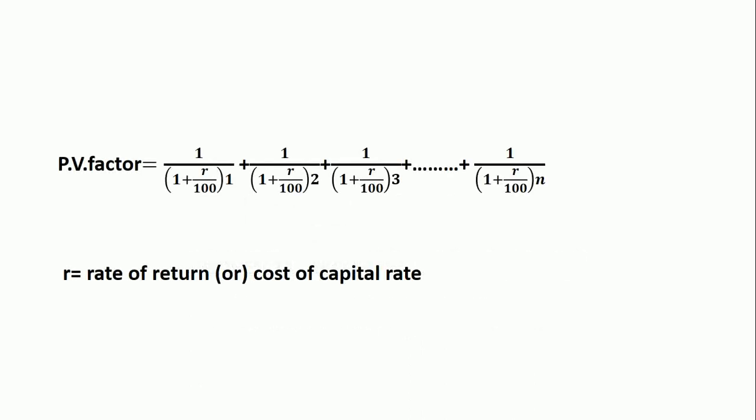Here we use the formula for PV factor. PV factor is equal to 1 by (1 plus R by 100) whole raised to N. Here N is equal to number of years, and R is equal to rate of return or cost of capital rate.